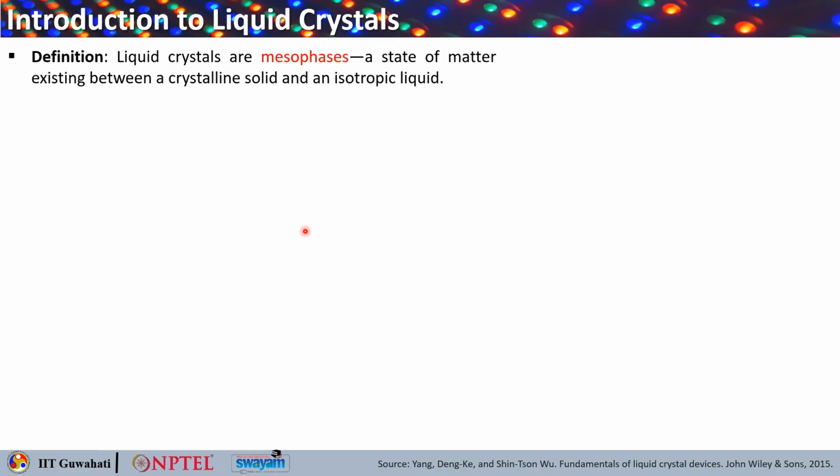When we talk about liquid crystals, they are basically mesophases. That means it is a phase of matter that exists between a crystalline solid and an isotropic liquid. So, somewhere in between, liquid crystal lies.